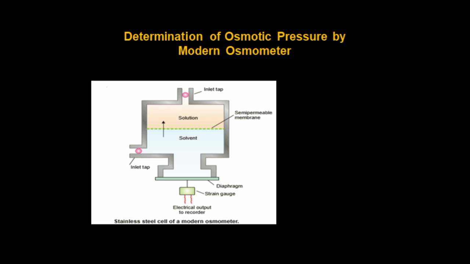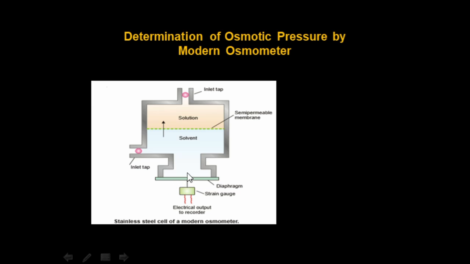Here it is a stainless steel container. All this container is made of stainless steel with two compartments. One is for the solvent, the other is for the solution. Here is the inlet tap for the solvent as well as for the solution, and they are separated by a semi-permeable membrane. In the compartment of the solvent phase, there is a diaphragm. This diaphragm is a flexible one, whereas the semi-permeable membrane is fixed permanently. Therefore, it cannot move up or down.